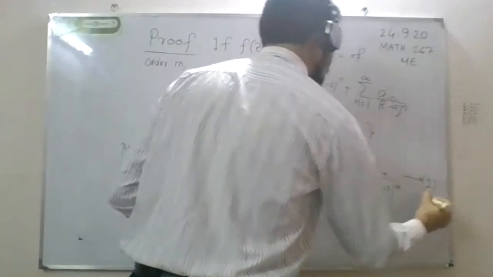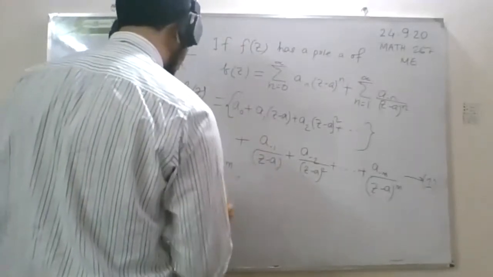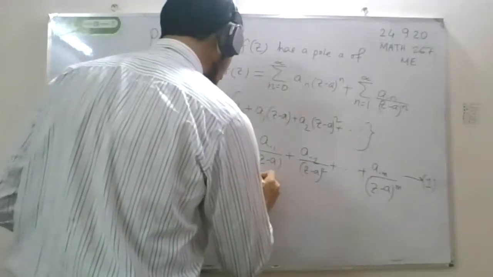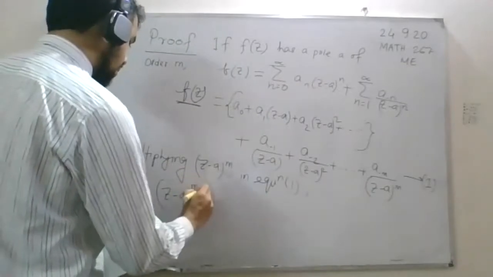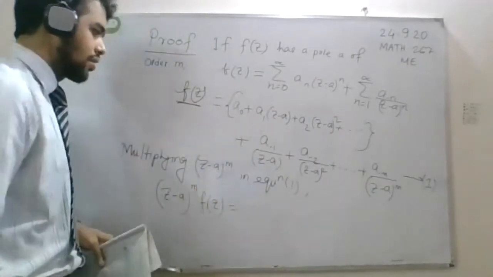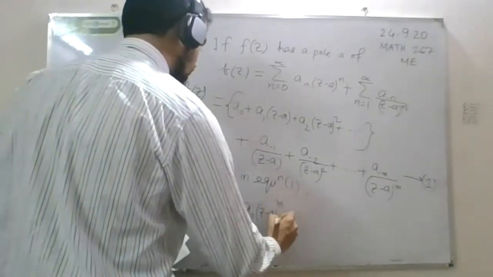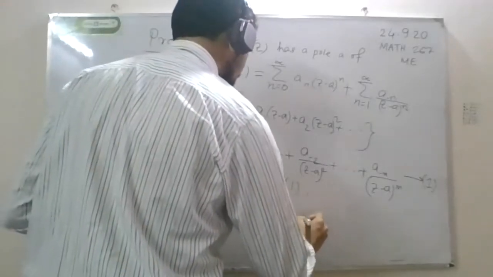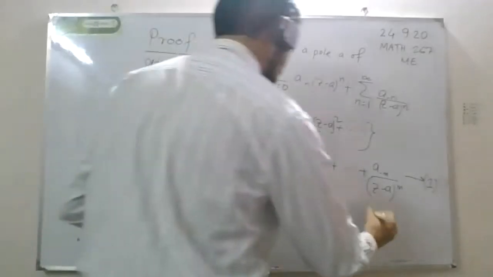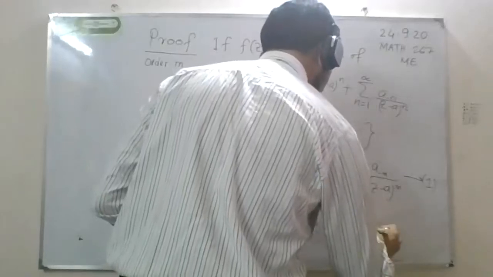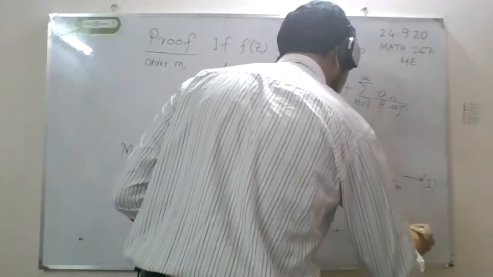equation 1 multiplied by z minus a to the power n. You can get z minus a to the power n f(z) equals a naught into z minus a to the power n, plus a1 into z minus a to the power n plus 1, and also at last you can say here a minus 1 into z minus a to the power n minus 1.